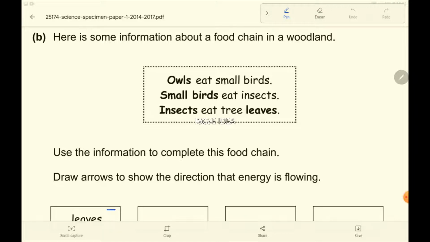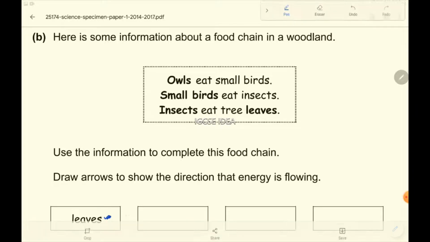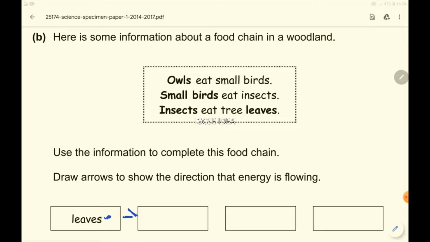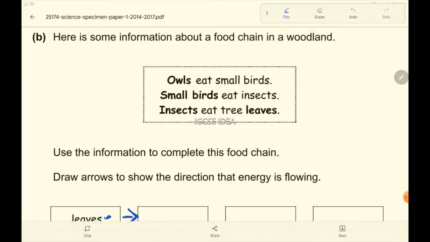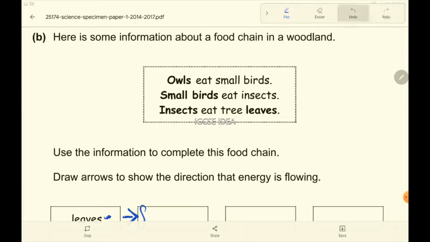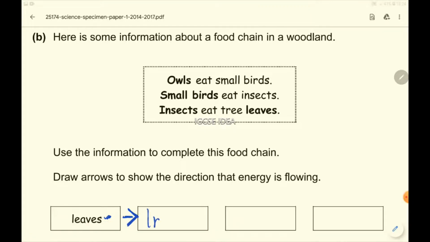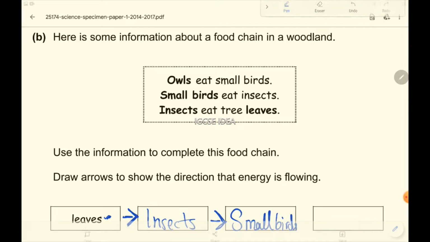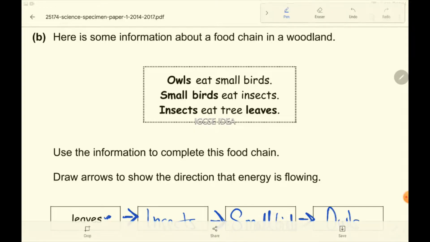Okay, leaves. And then after which, an arrow, which is eaten by... oh no, not small birds. Insects, which is eaten by small birds, which then is eaten by owls. There.